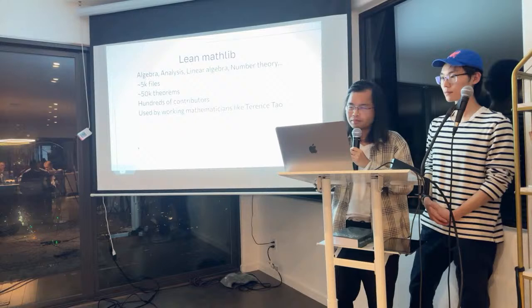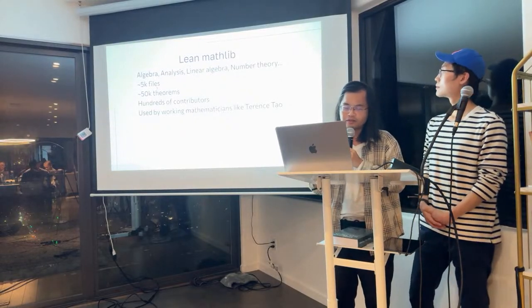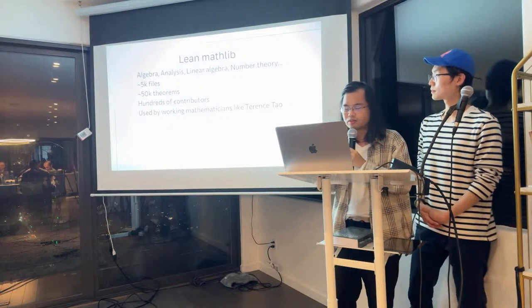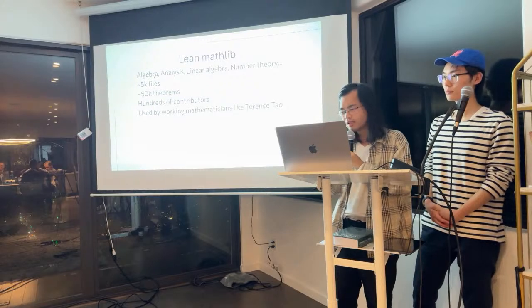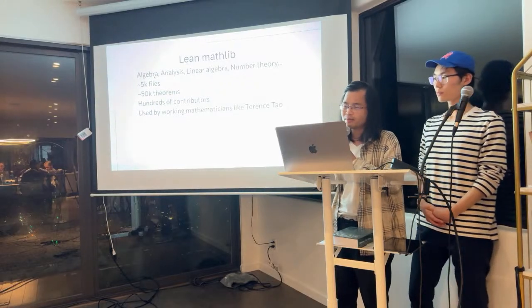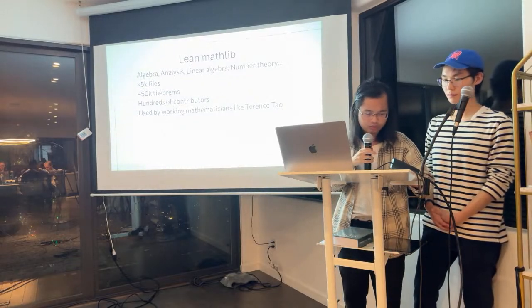Our data set is the Lean MathLib, which is basically a library of 5,000 files and 50,000 theorems with hundreds of contributors all over the world. It contains algebra, analysis, linear algebra, and number theory, basically all the working mathematicians' tools. And it's used by working mathematicians like Terence Tao.